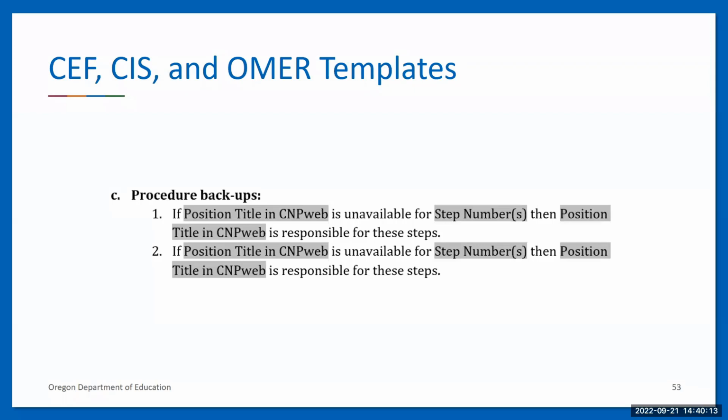Finally, we have the procedure backups. This will identify who will do which steps if the staff person originally assigned to the task is unavailable. Remember, procedures are a guide for staff to follow to ensure programmatic requirements are met and ensuring compliance in the CACFP for your organization. Be as descriptive as possible, and more importantly, train staff on these procedures.